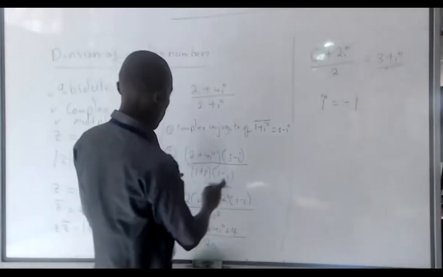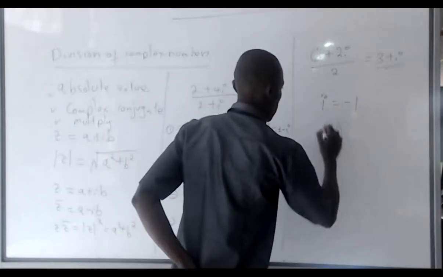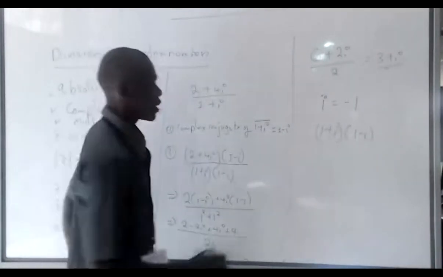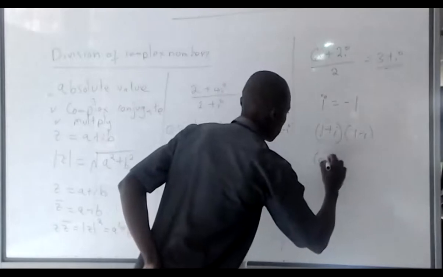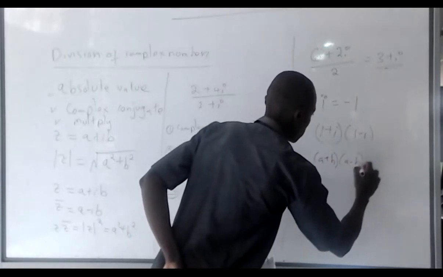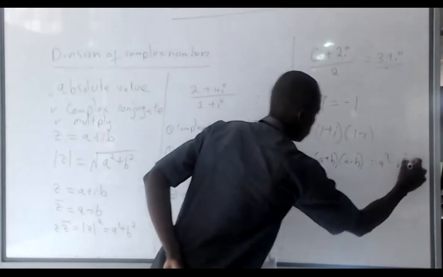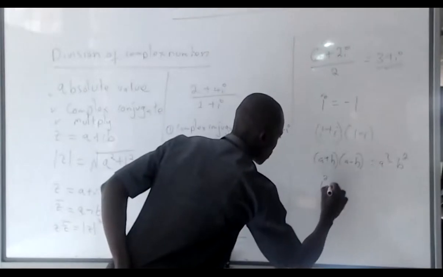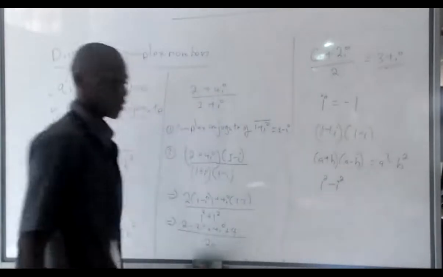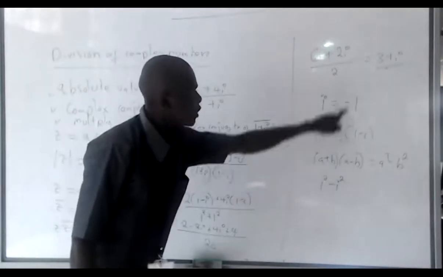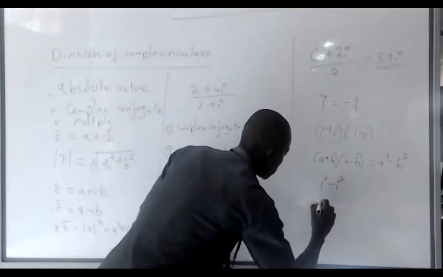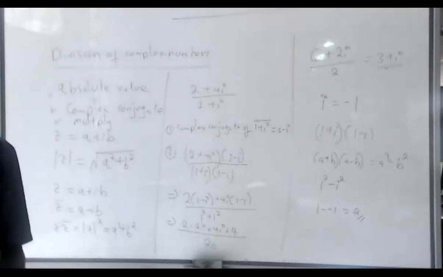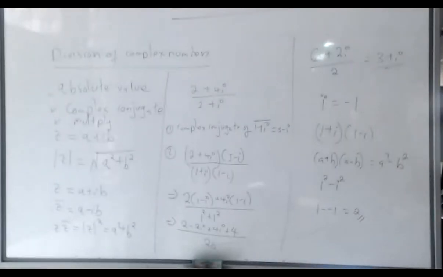Okay, so we have 1 plus i multiplied by 1 minus i. By difference of squares, remember, if you have a plus b times a minus b, this should give you a squared minus b squared. So in this case, a is 1, b is i, so I should have 1 squared minus i squared. But what is i squared? i squared is -1. So this gives you 1 minus -1, which is 2. Okay?